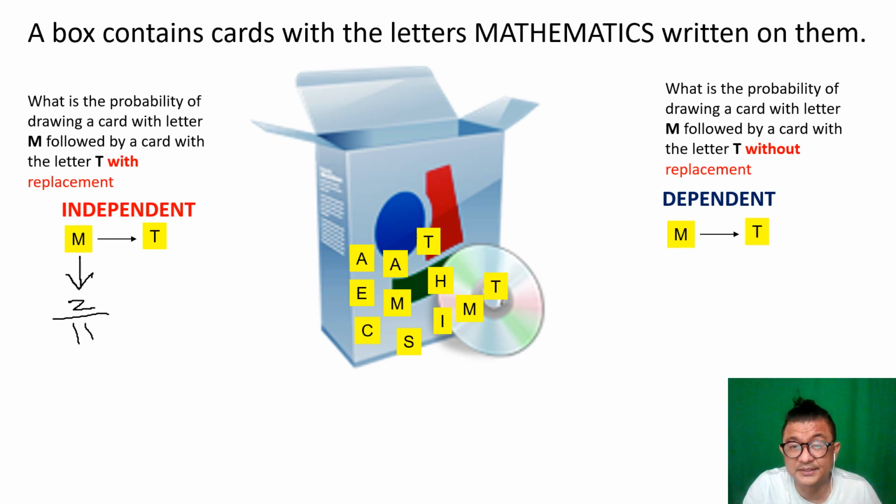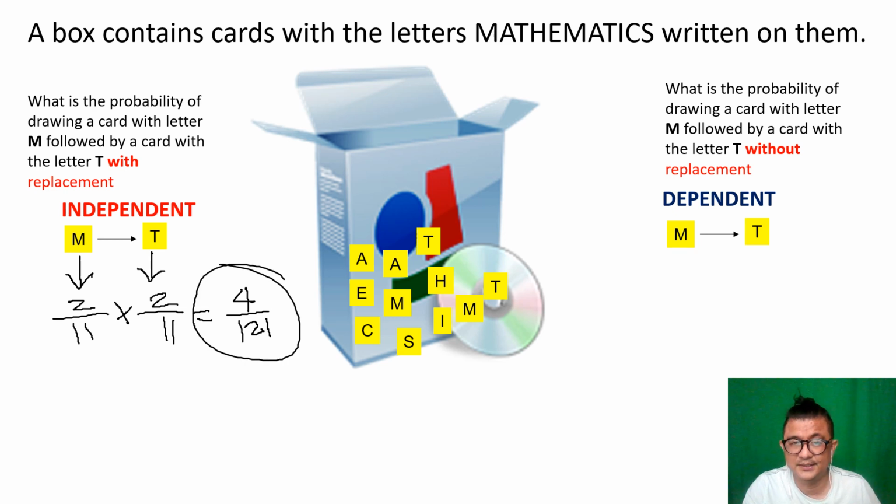Okay, so I put it back. It's complete again. So how many letter T's do I have? 1 and 2. 2 out of how many? Again, 2 out of 11. What do I do with the two probabilities? I multiply them. 2 times 2 is 4, 11 times 11 is 121. Okay, that's the probability.